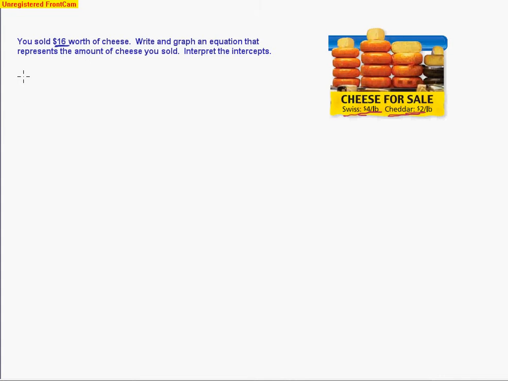So let's go ahead and use some variables to represent each. We're going to say maybe y equals the pounds of Swiss sold. And then we'll say maybe x equals the pounds of cheddar sold. I know those are pounds because it's $4 per pound. Because it's per pound, when I multiply the number of pounds by $4 per pound, that's going to give me a dollar amount, which is what it should equal at the end. It should equal $16.